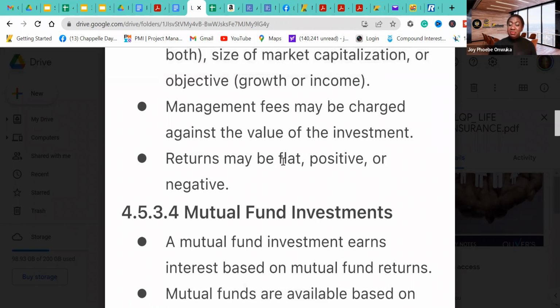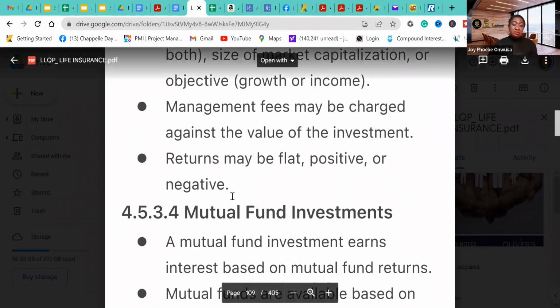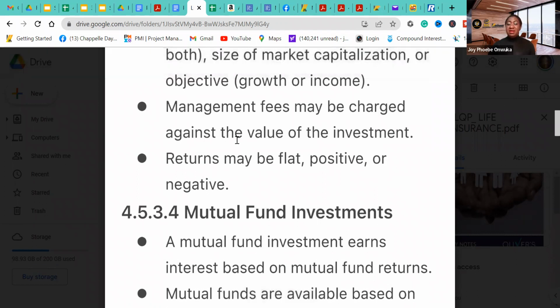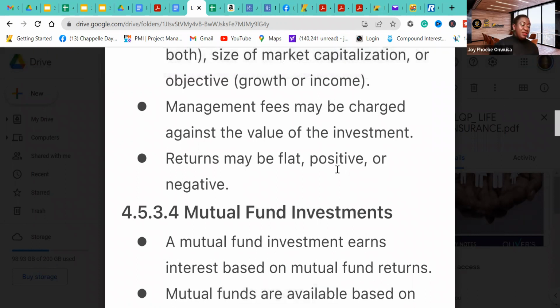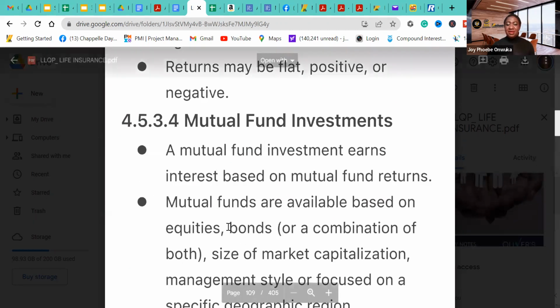The management fee may be flat, positive, or negative. It may be against the value of the investment, full stop. Returns may be flat, positive, or negative.